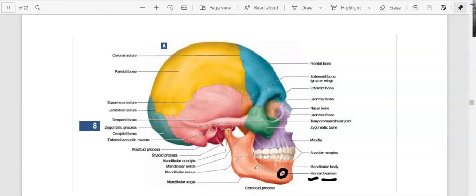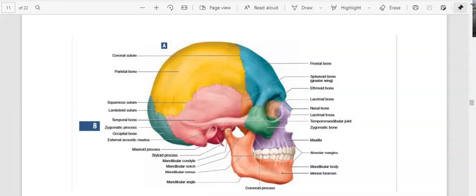This part right here is going to be called the body. This is the angle. This one right here, from here to here, that's the ramus. This is the mandibular notch. This is the mandibular condyle. And now you're going to have in here the coronoid process, this one. Okay, so then you have all these different markings right there in this bone.